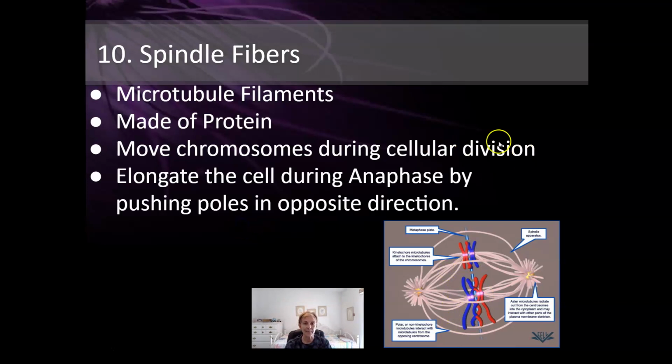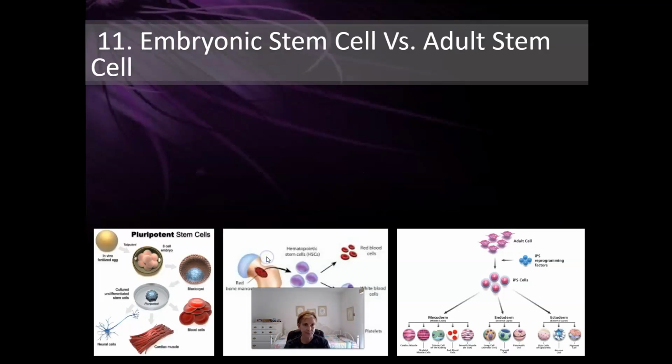If there was damage to those spindle fibers, they wouldn't be able to move the chromosomes correctly. And when the cell splits, the two nuclei may not be equal. They both may not have all of the contents that they're supposed to have. So they actually are pushing the cell further apart during the anaphase. We didn't really talk about that too much, but they push on the poles, and that's what's causing the elongation of the cell itself.